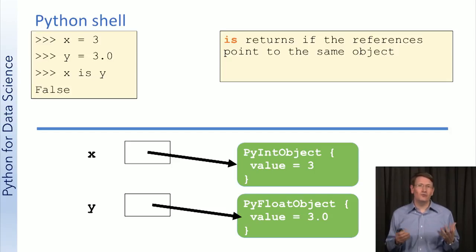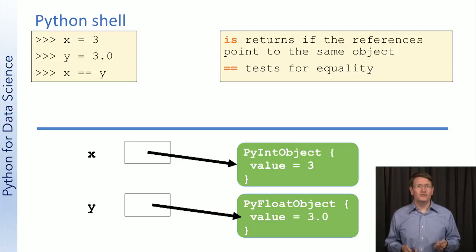You might be thinking, but wait, these both have a value of 3. Well, if you want to test for numeric equality, you'd use the equal operator. When we test x equals y, we should get back the value true because they both have the same value. And that's exactly what we get.